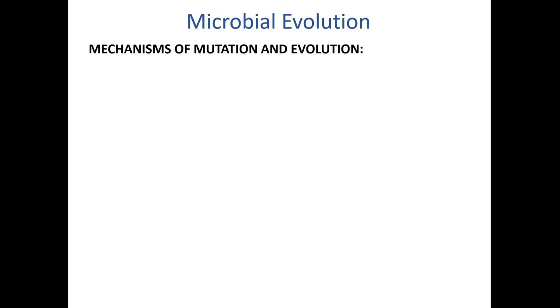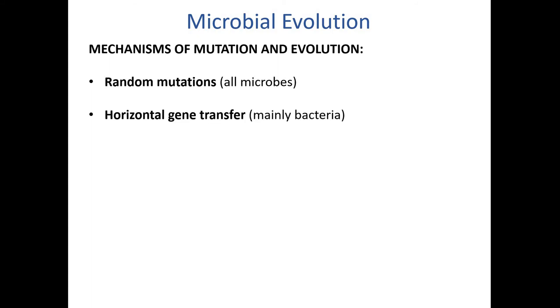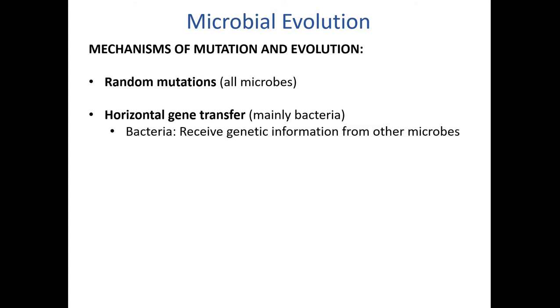So how do microbes basically adapt and evolve to these? So first of all, of course, there's random mutations. This happens in all microbes, bacteria, viruses, fungi, etc. There's horizontal gene transfer that occurs mostly in bacteria. And so bacteria are capable of receiving genetic information from other microbes in their environment. And so this can come from circular DNA called plasmids. So this is what we talked about in the superbug lab.